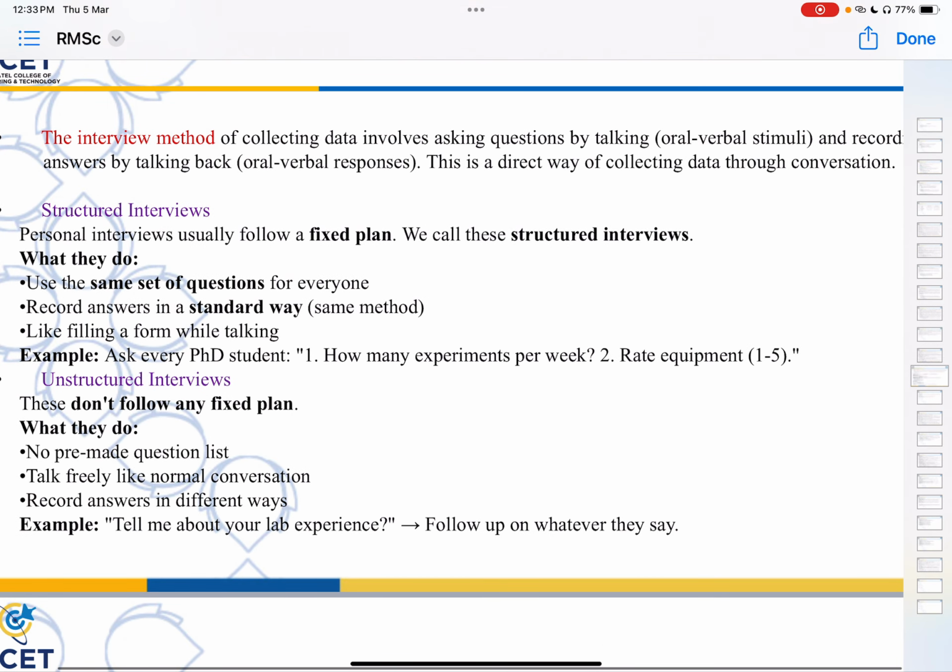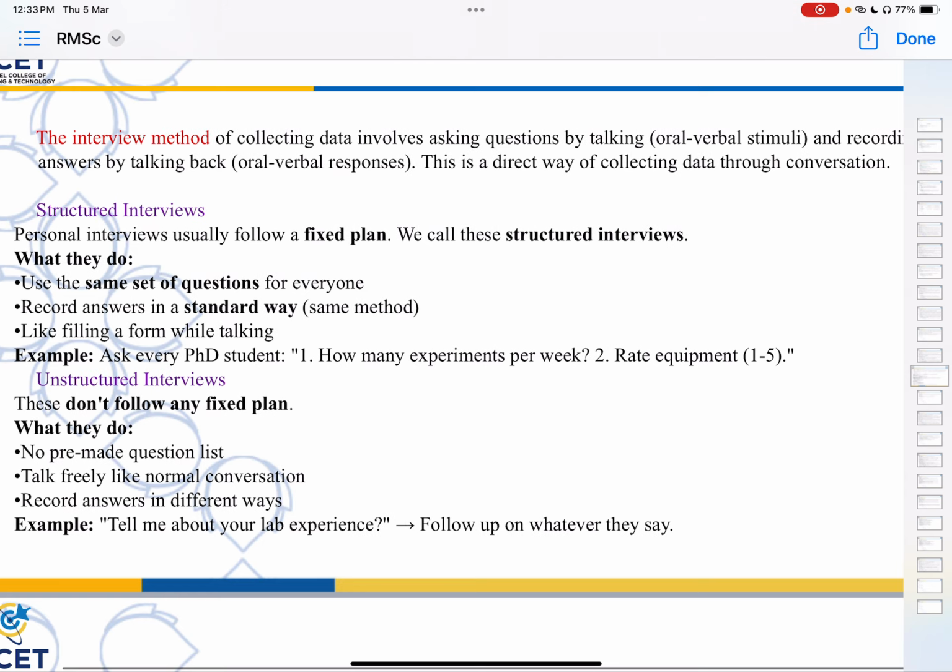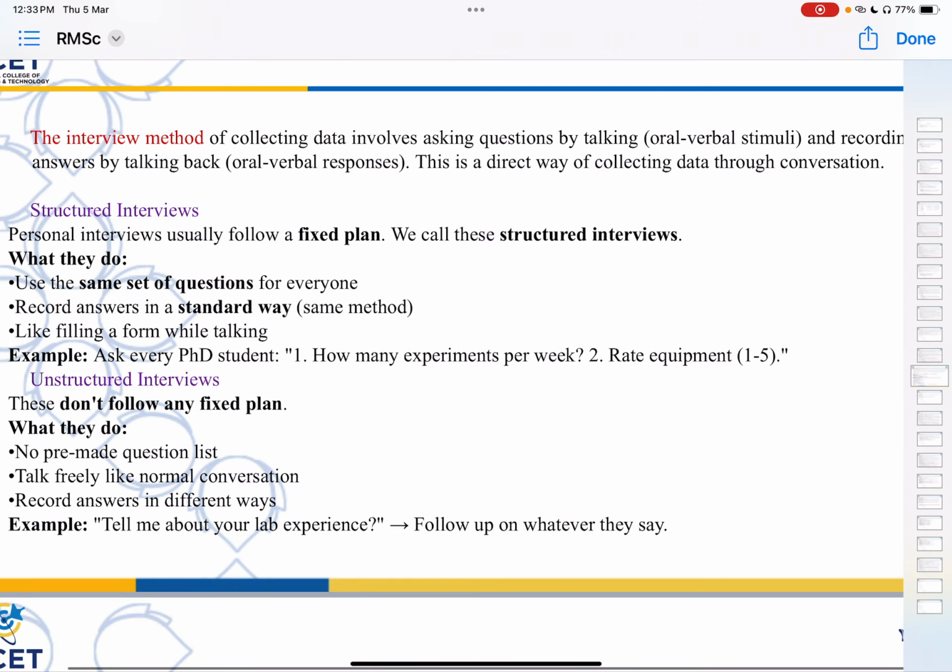Now, the next is the interview method. The interview method of collecting data involves asking questions by talking, through oral or verbal stimuli, and recording answers through oral or verbal responses. So this is a direct way of collecting data through conversation.